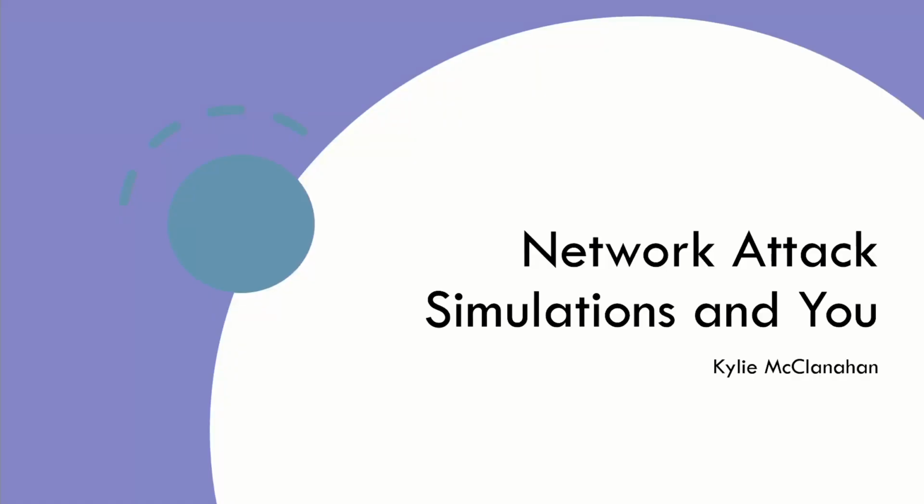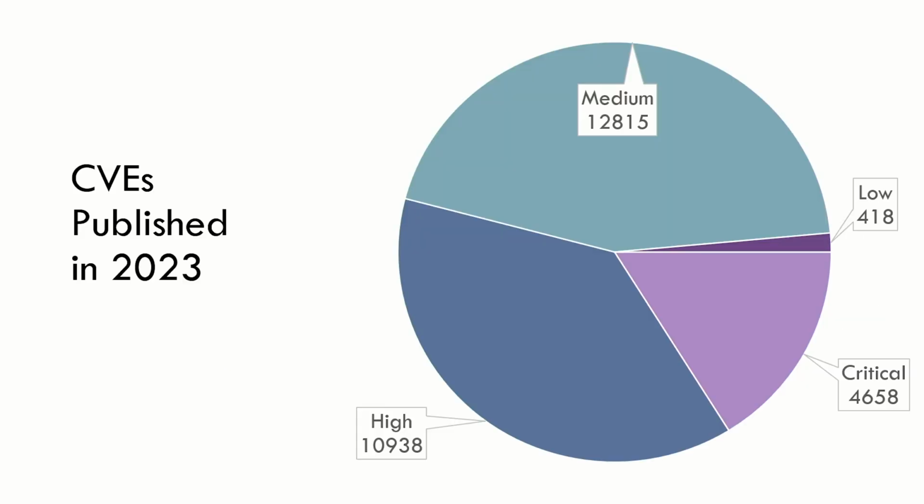We're going to talk a little bit about network attack simulations today, but we're going to have to start that off by looking at some CVE data. So there are about 28,000 vulnerabilities published last year, which is quite a number. And kind of the easiest way to start looking at prioritization there becomes the base severity.